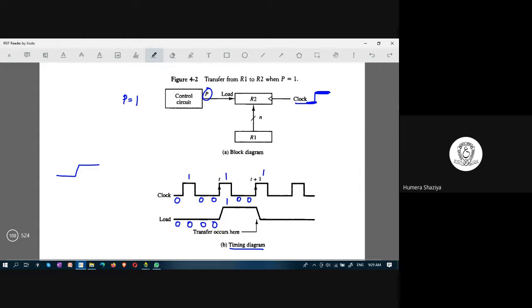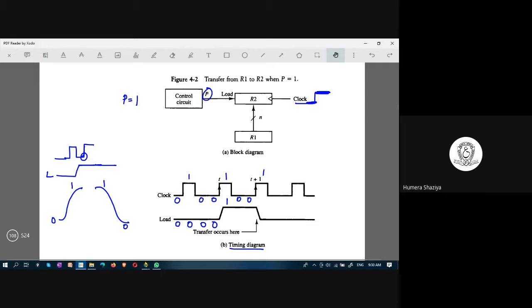See, load is 1. This is load L. Here it is 1, and at the same time, when load is 1, the clock should transition. At this point, what is happening? There is a transition happening. What is a transition from 0 to 1? At that time, the transfer happens. This is known as a positive transition, when you are going from 0 to 1. And a negative transition is when you are going down from 1 to 0. This is 1 and this is 0. When you are going down from 1 to 0, this is a negative transition. This is a positive transition.